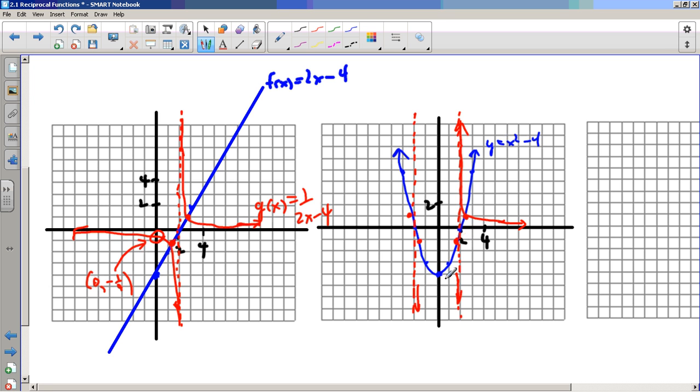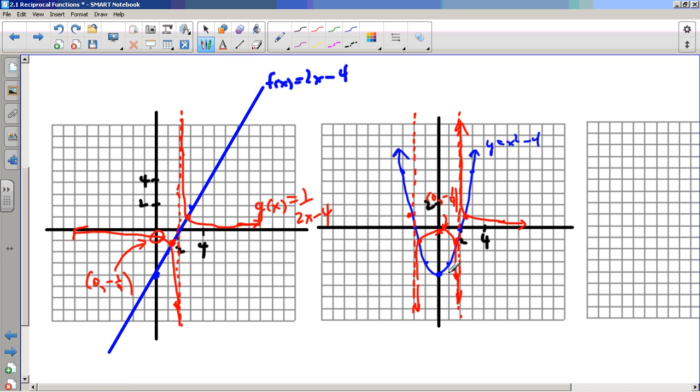Well, take a specific point. That specific point, -4, gets flipped by the reciprocal to -1/4, right there. That's the point 0, -1/4, right? I take -4 and flip it, and in fact, that's going to give me that middle piece.